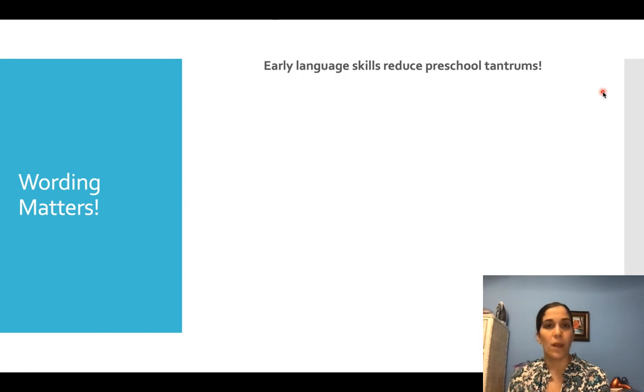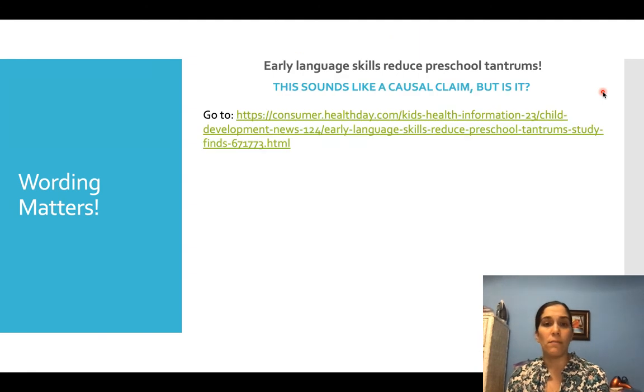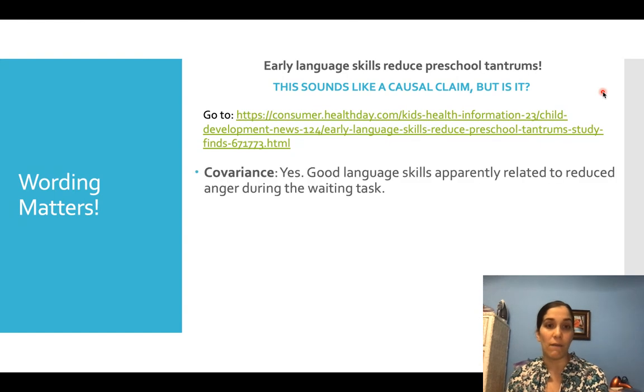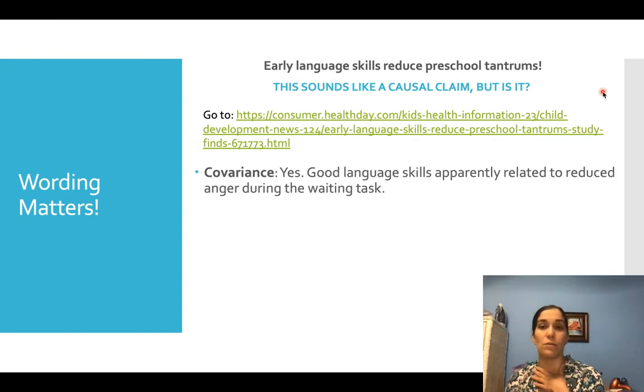Okay. So let's look at this claim and evaluate it using our requirements for a causal claim. So first, do we have covariance, right? Do they show in this that there's a relationship between the variables that they're discussing? Yes, they do show that there's a relationship. Good language skills is apparently related to reduced anger during this waiting task that they had in the experiment.